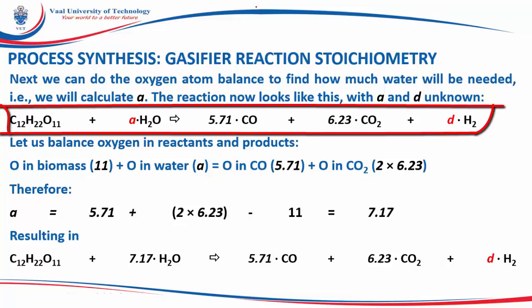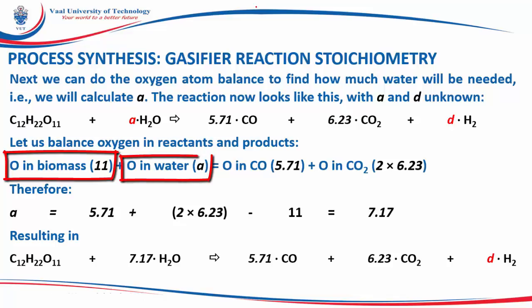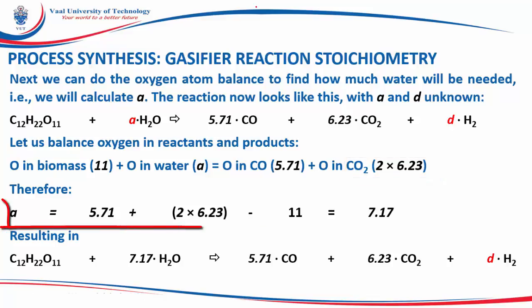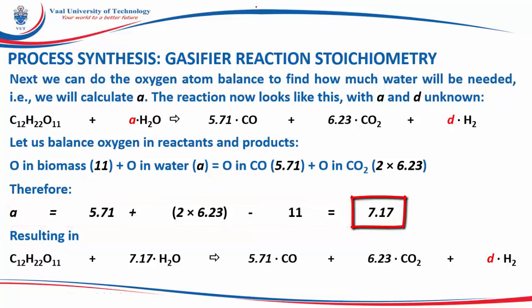The reaction now looks like this, with A and D being the only unknowns. Let us balance oxygen in reactants and products. We know oxygen in biomass is 11 oxygen atoms. Oxygen in water is A, as there's 1 oxygen per water. Oxygen in CO is 5.71, as there's 1 oxygen per CO molecule. And oxygen in CO2 is 2 times 6.23, as there are 2 oxygens for every molecule of CO2. Therefore, we can rearrange this balance and solve for A, which we find to be 7.17.